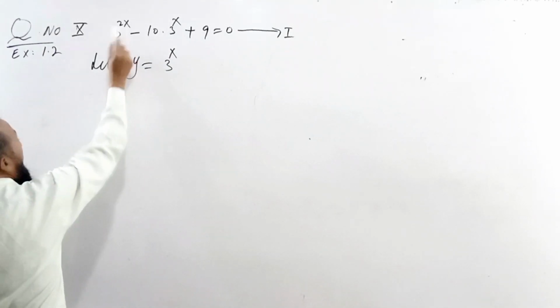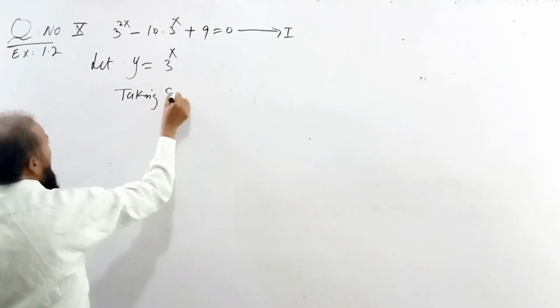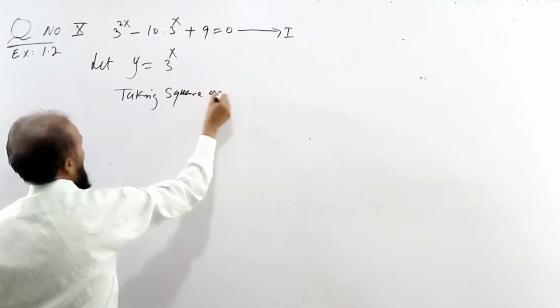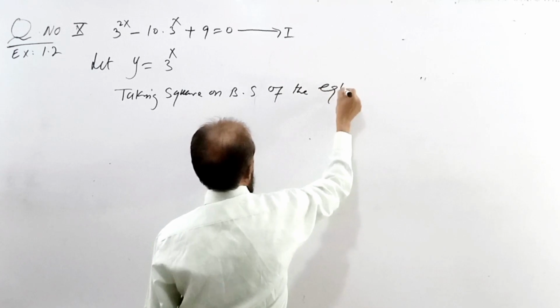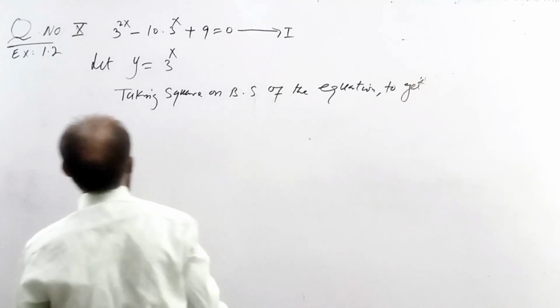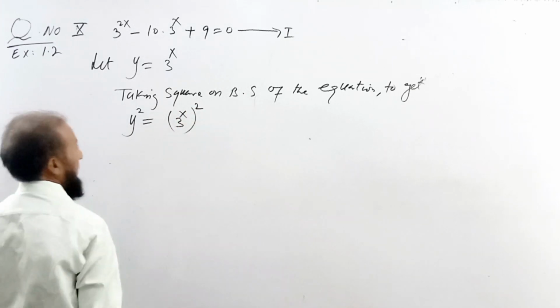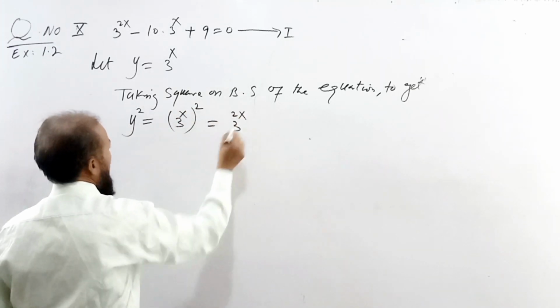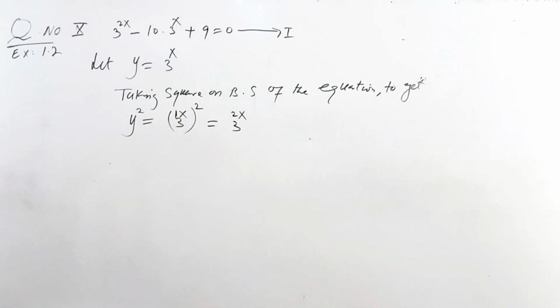But here the square is required, taking square on both sides of the equation. What is the result? To get the result, we can write y square is equal to 3 power x whole power square. So we can write this 3 to 2x because the coefficient is multiplied with this one. So we get 2x.